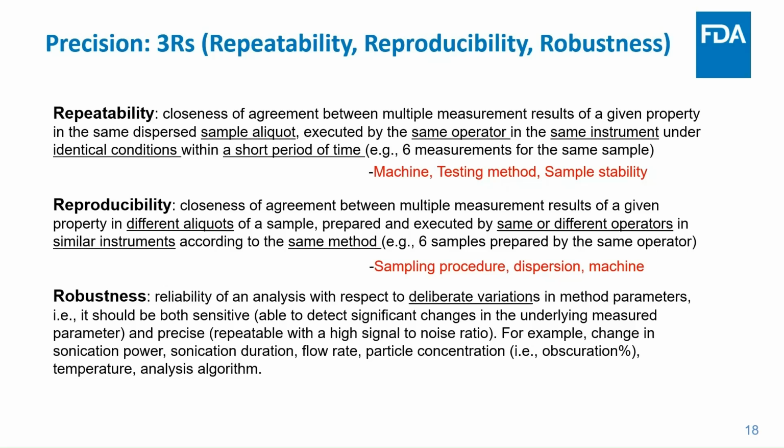But also, you want to make sure that the measurement is still repeatable, generating the same level of signal-to-noise ratio, the same observation over time. So this is robustness. You intentionally introduce some variation, looking for sensitivity and precision. So that's all I can talk about regarding precision.